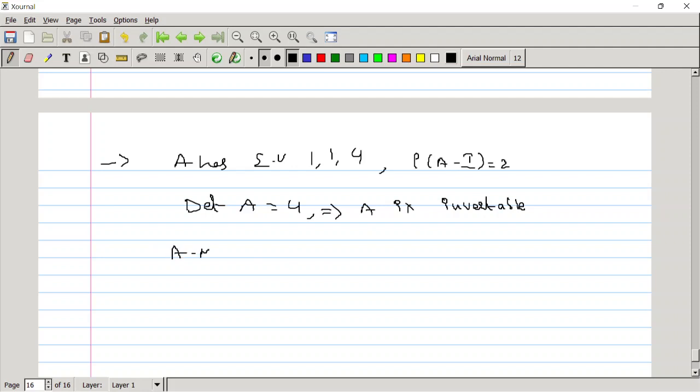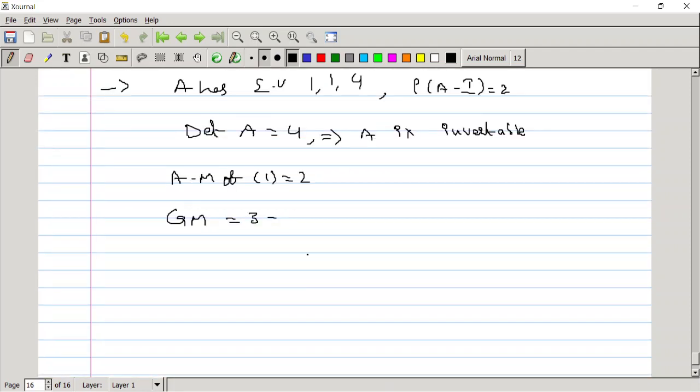We have algebraic multiplicity of 1 equal to 2. For geometric multiplicity, we have the order of the matrix, 3, minus the rank of the matrix A minus I. This is equal to 3 minus 2, that is equal to 1, which is not equal to the algebraic multiplicity. So AM is not equal to GM. A is not diagonalizable.